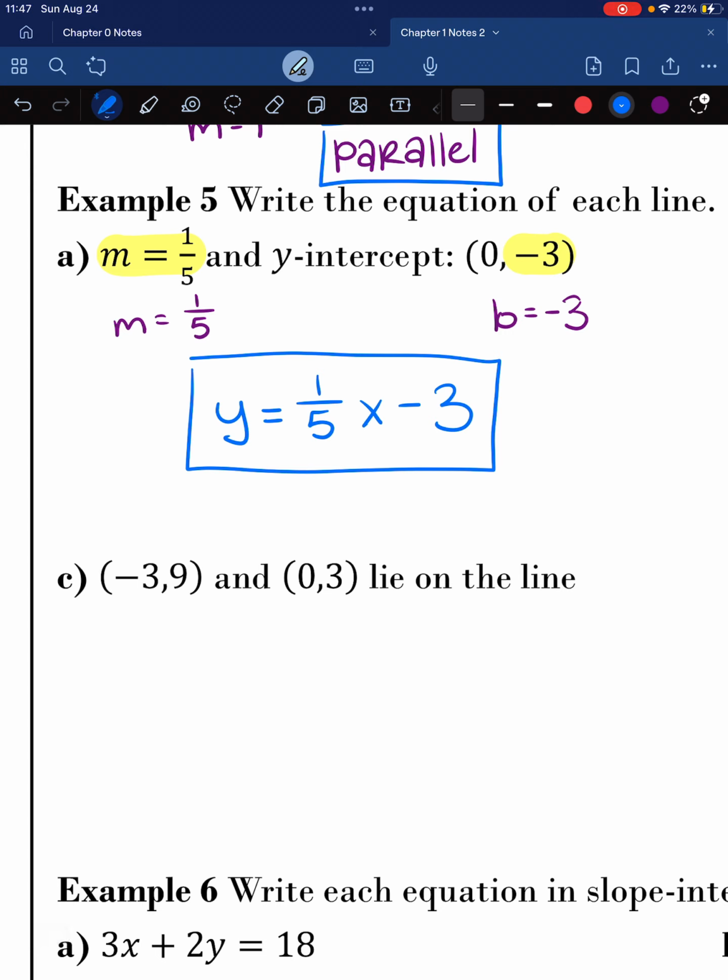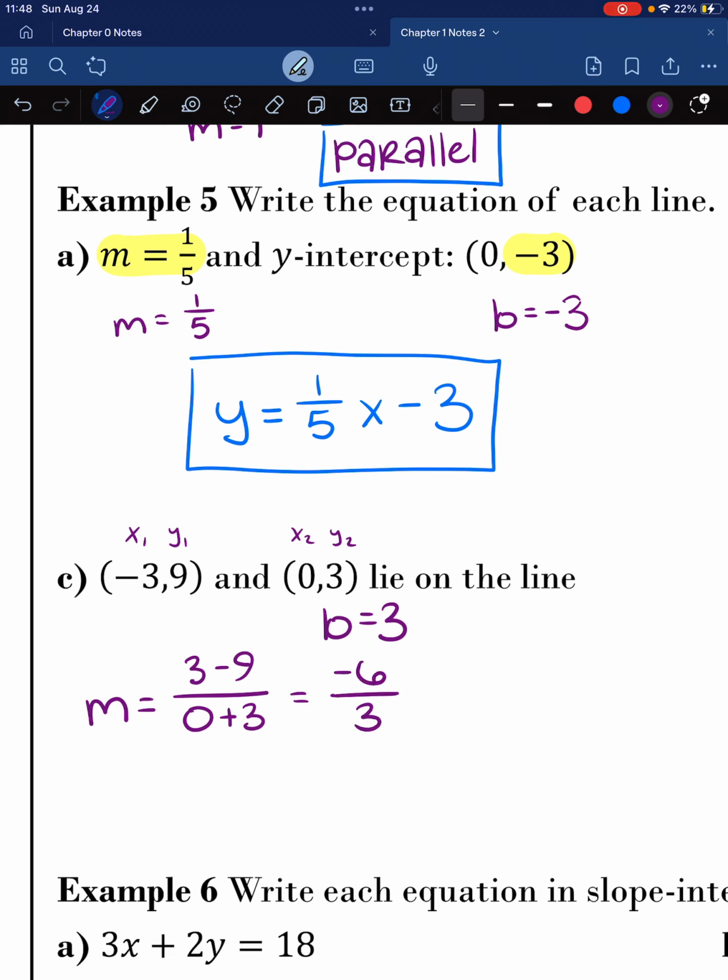Okay, here I have 2 points. One of them is my y-intercept, right? So I know that b is 3, because this guy's my y-intercept. But I'm going to have to calculate slope. Slope is, we can call this guy x1, y1, this guy x2, y2. So y2 minus y1 over x2 minus x1.